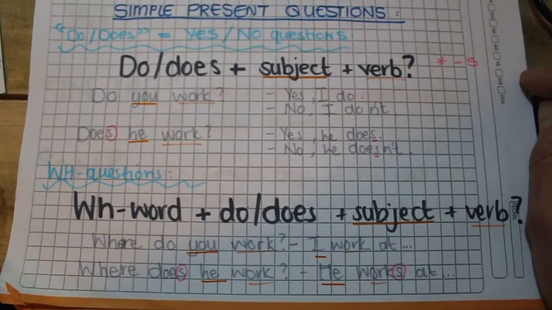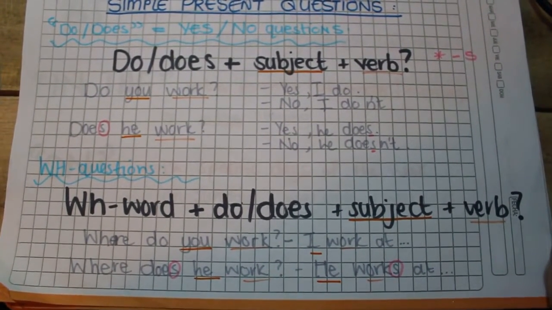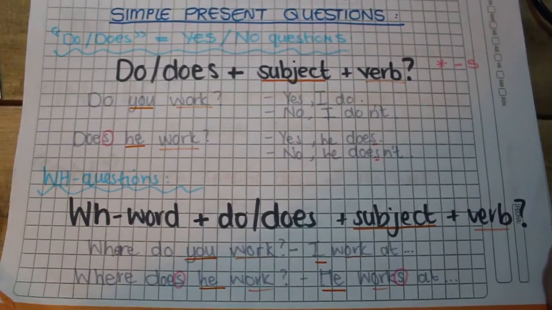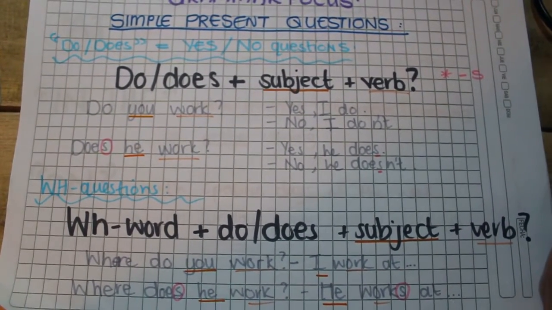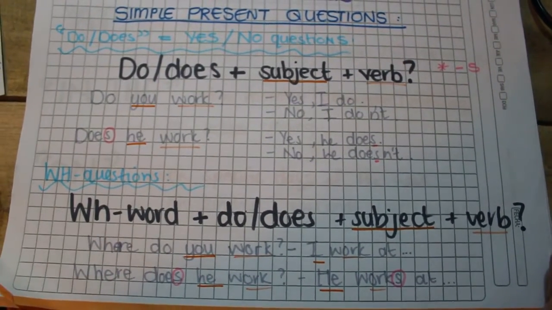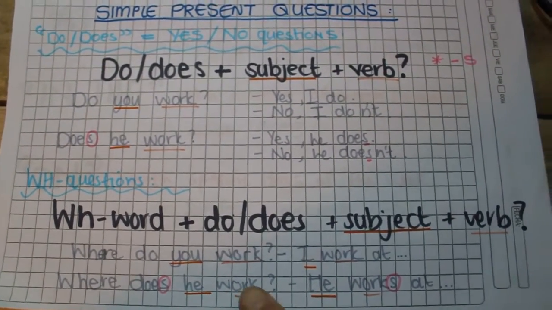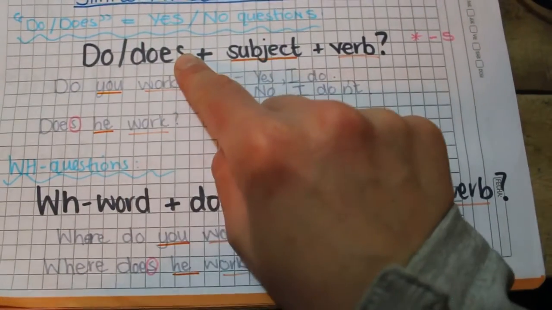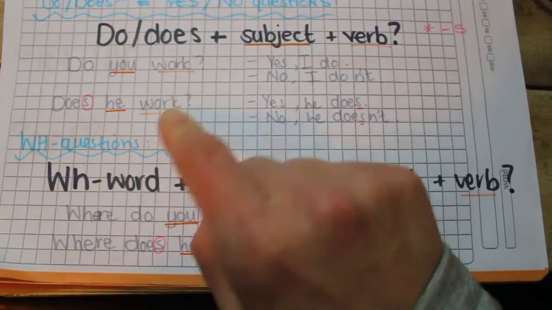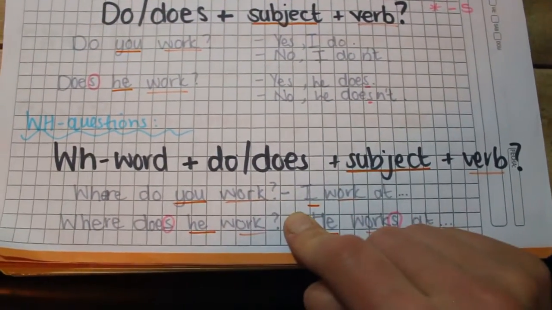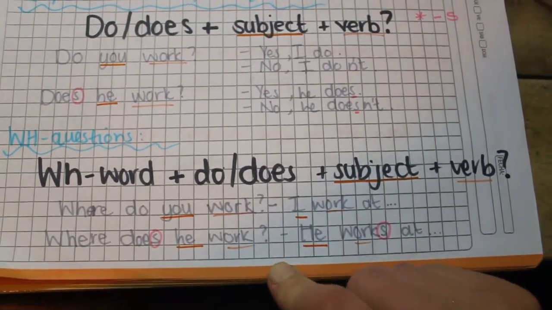Okay, and notice the intonation. For do and does questions, my yes and no questions, we have a rising intonation. Do you work? Does he work? For wh- questions, we have a falling intonation. Where do you work? Where does he work? Do you work? Does he work? A rising intonation. Where do you work? Where does he work? A falling intonation.